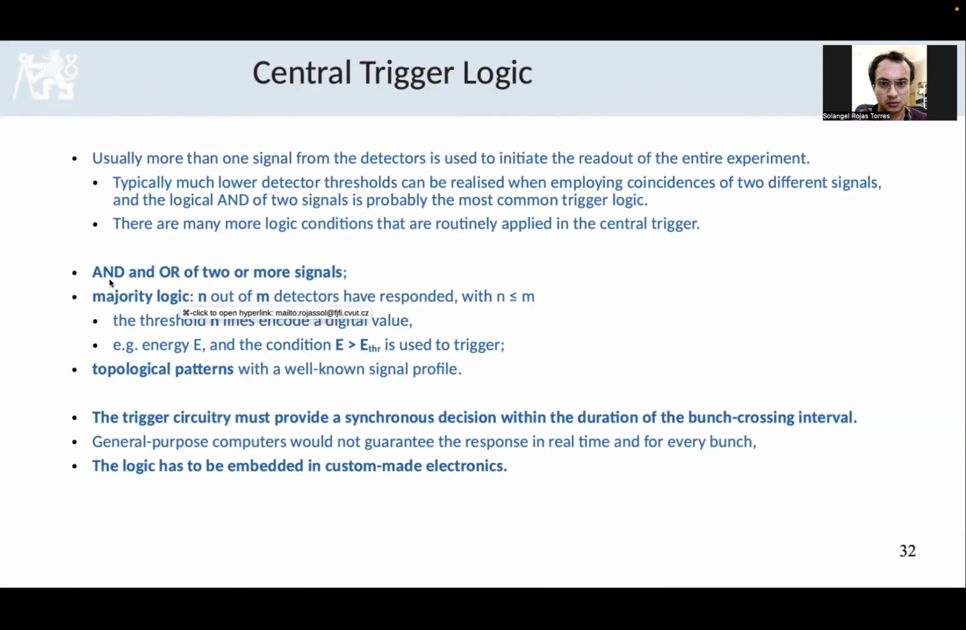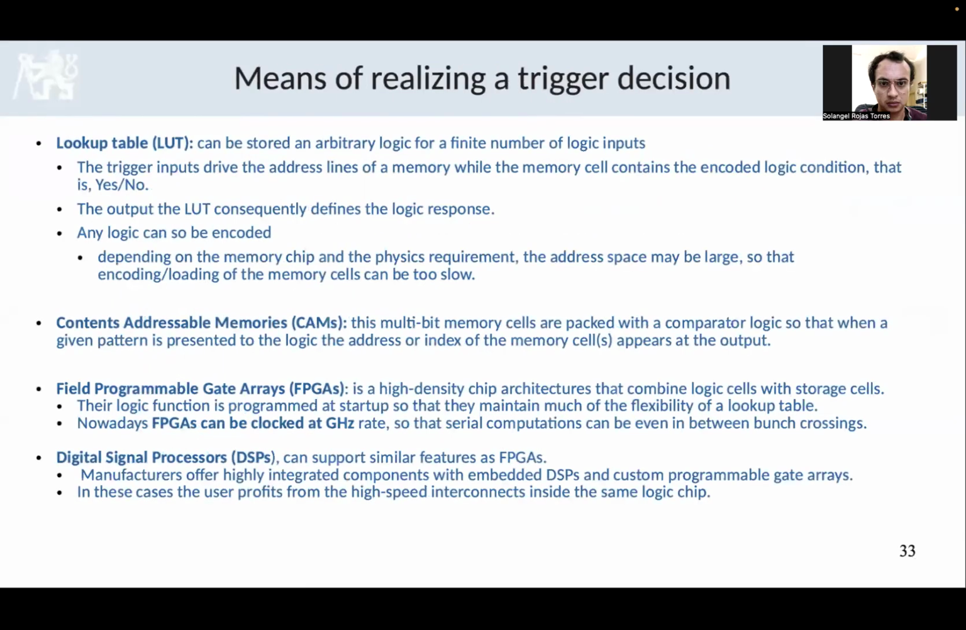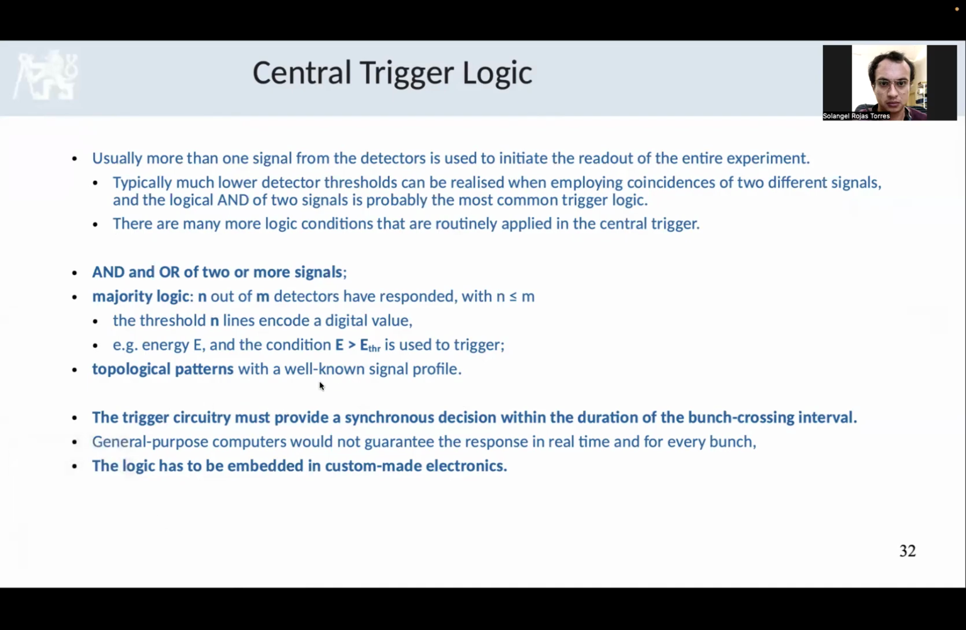There are other types, not only AND and OR, but you can also have, for example, majority signal logic, where you set some threshold on the number of channels activated, or some specific charge measured by one detector. So you provide this trigger, or some topological patterns, which are very specific signals. Diffractive processes can be topological, where you have a signal in one direction but not in another. Yes.